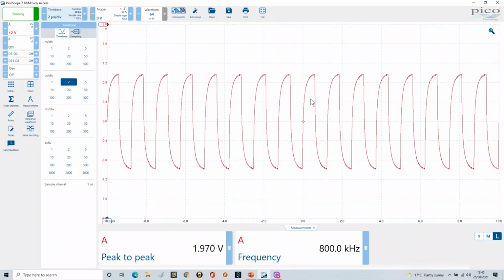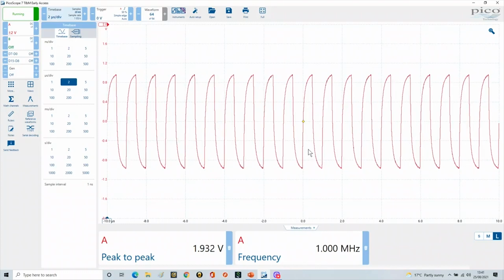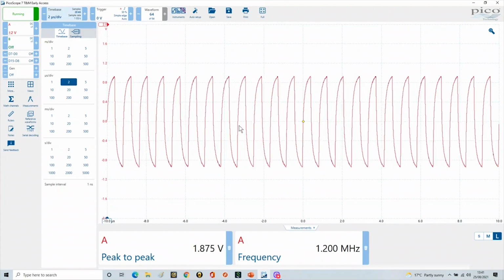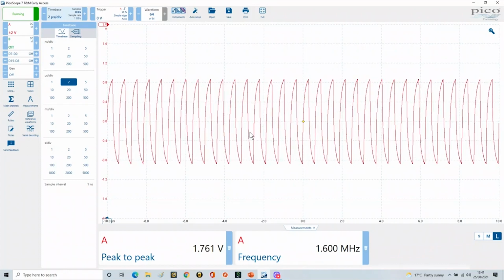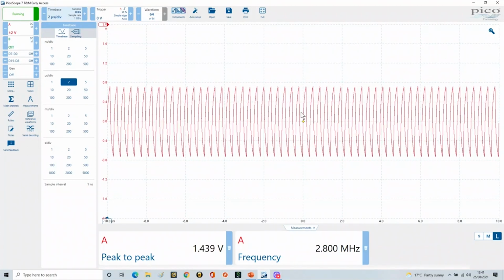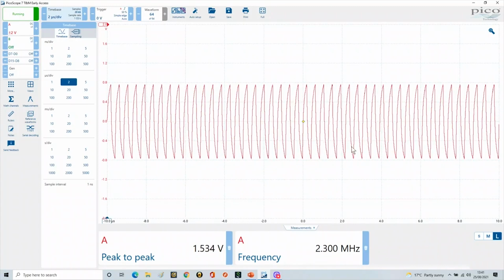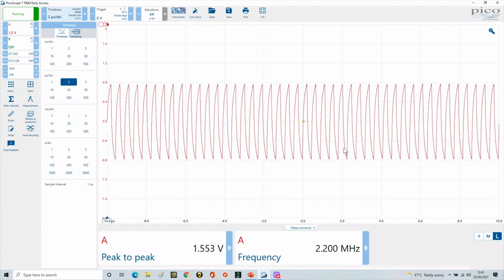We're starting to get into the bandwidth issues here, because this is a times 1 probe, 900 kilohertz. You're seeing that it's no longer a square wave, it's tending towards a sinusoid. If I keep on raising the frequency, we're now attenuating as well, and we've lost our square wave. This has become more of a sine wave because we're fundamentally bandwidth limited by the probe itself.